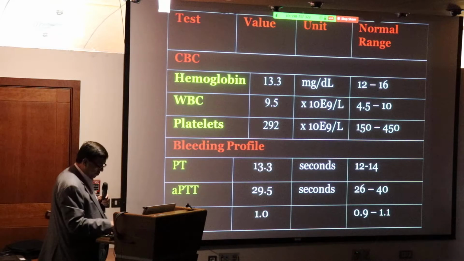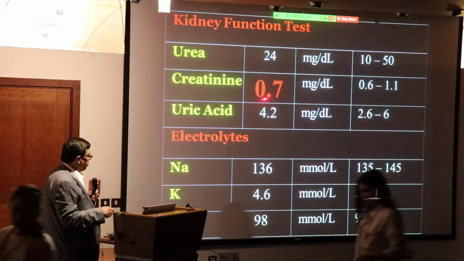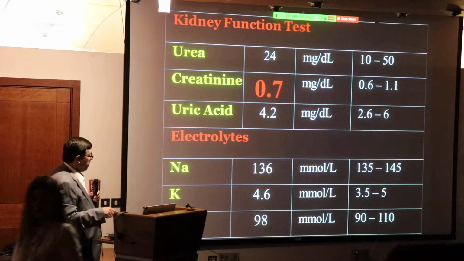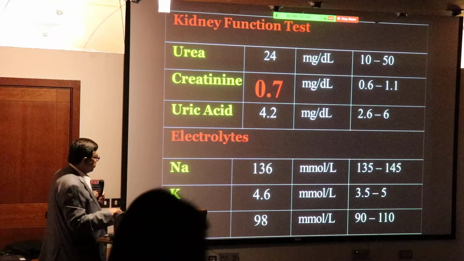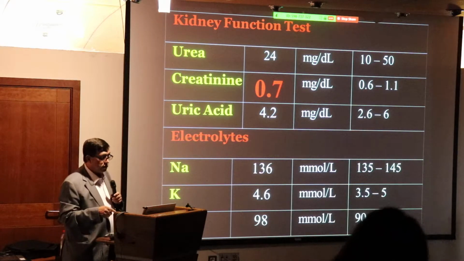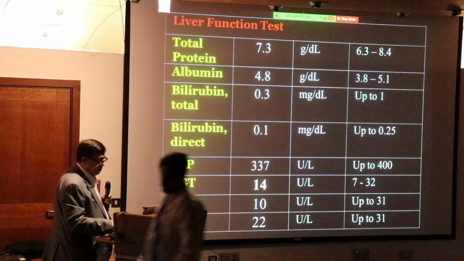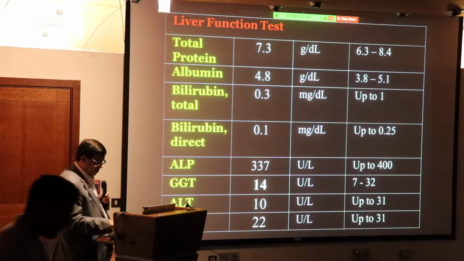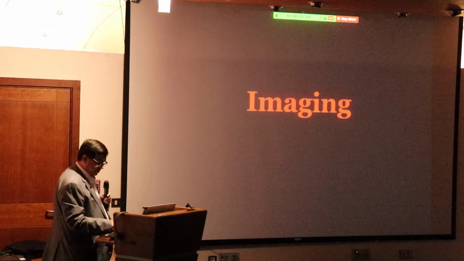CBC and bleeding profile were normal. His creatinine was 0.7, and the normal, as you know, is 0.6 to 1.1. So why did I put it in red? Because for the patient's age, this is not normal. Liver functions were within normal. Imaging.